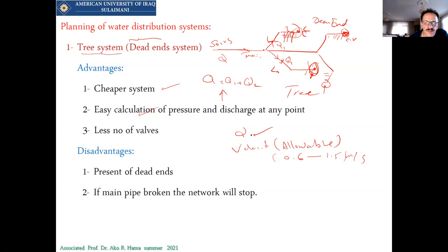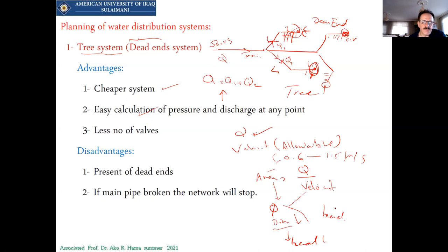Now you have the Q, you have the velocity, so you will find the area. The area is equal to Q divided by the velocity. So we can find the diameter of the pipes. And after that, we will calculate the head loss. By having the diameter and the velocity, we can use them to find the head losses in the pipe. So it will be very easy.